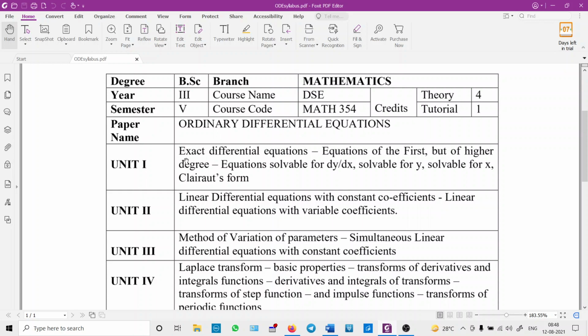In unit 1 you can see we are going to discuss exact differential equations, next equations of first order but higher degree, then equations solvable for dy by dx, then equations solvable for y, then equations solvable for x, and then Clairaut's form. All these various types of differential equations we are going to study and learn the method of how to find the solution of the differential equations.